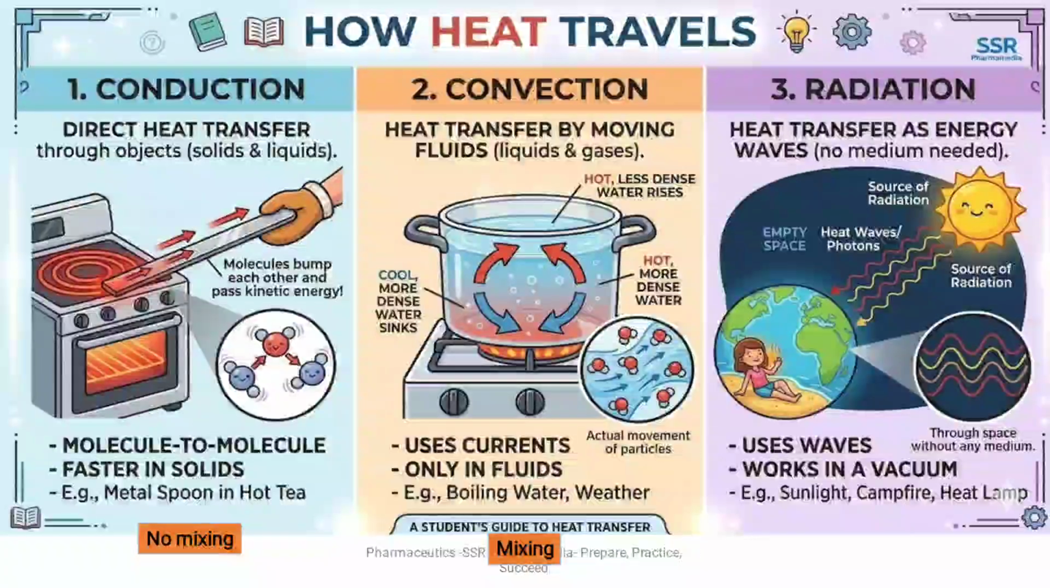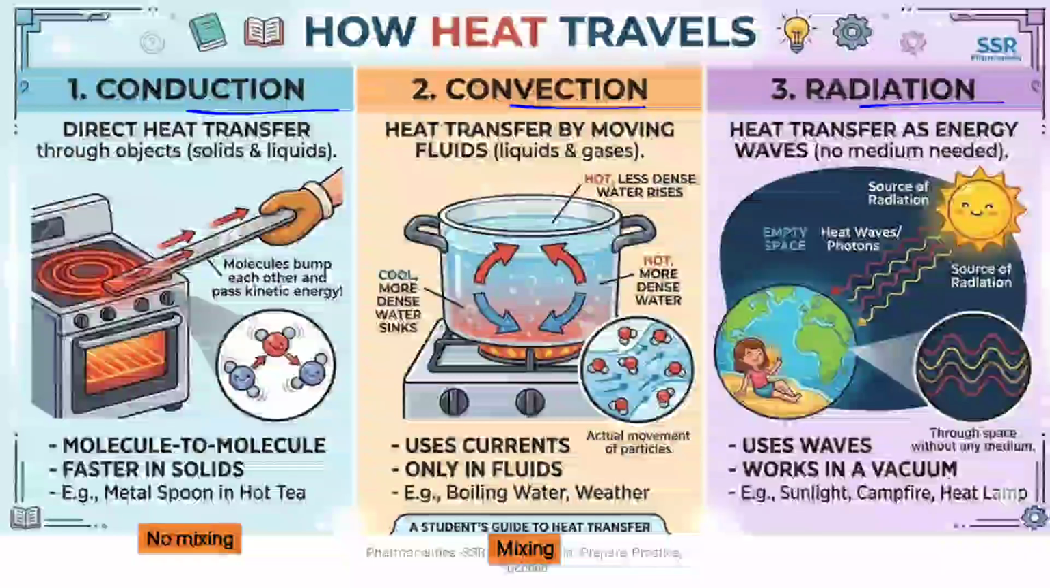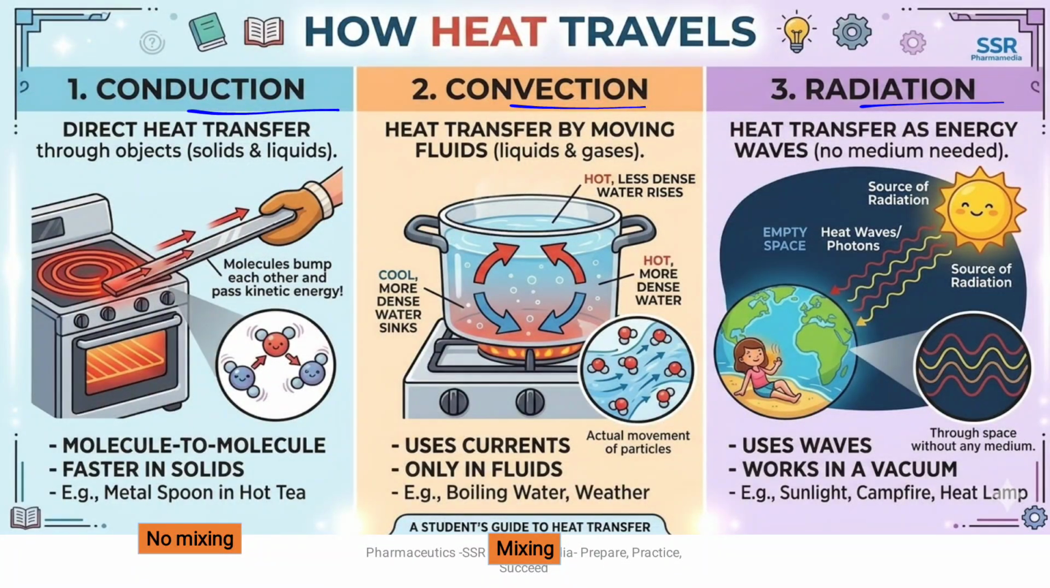So we'll see the difference between conduction, convection, and radiation. Conduction means the heat transfers directly. When we keep any metal on the heating coils or any flame, the heat transfers from the tip of the metal towards the rest of the metal. So it's called the heat conduction method, direct heat transfer, through an object, solids or liquids. For example, a metal spoon in hot tea.